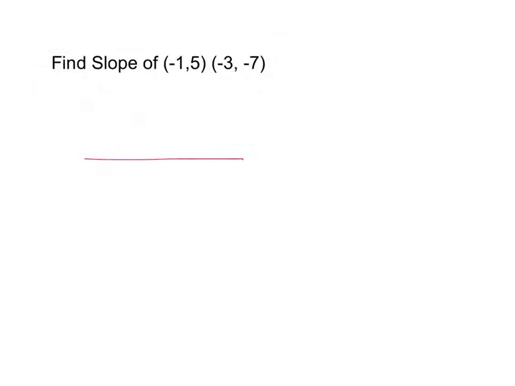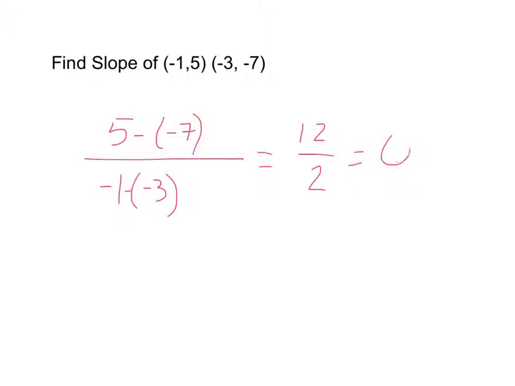So right here, find the slope of the points negative 1, 5 and negative 3, negative 7. So we're going to take our y's and subtract them. We got 5 minus negative 7. And we got the x's, negative 1 minus negative 3. So we plug those in. 5 minus a negative 7 is like 5 plus 7, that's 12. And negative 1 minus negative 3 is like plus 3, so it becomes negative 1 plus 3, which is 2. Always need to reduce, and so this reduces to just 6. You can leave it as 6 over 1, but 6 is fine.